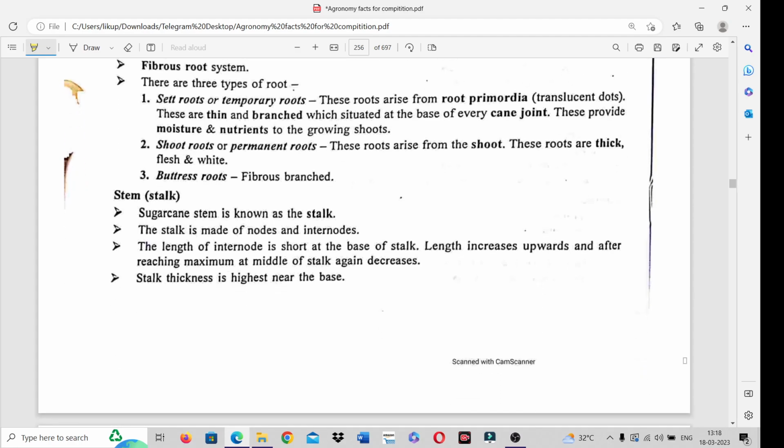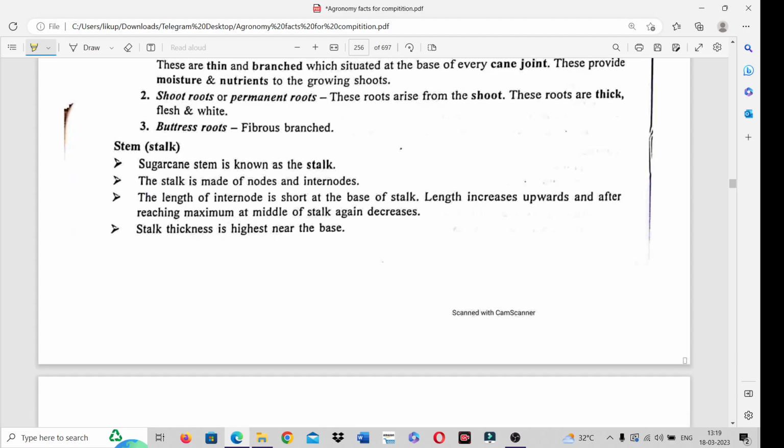Then stem or stalk. Sugarcane stem is known as stalk. The stalk is made up of nodes and internodes. The length of the internode is short at the base of the stalk. Length increases upwards and, after reaching maximum at the middle of the stalk, again decreases.